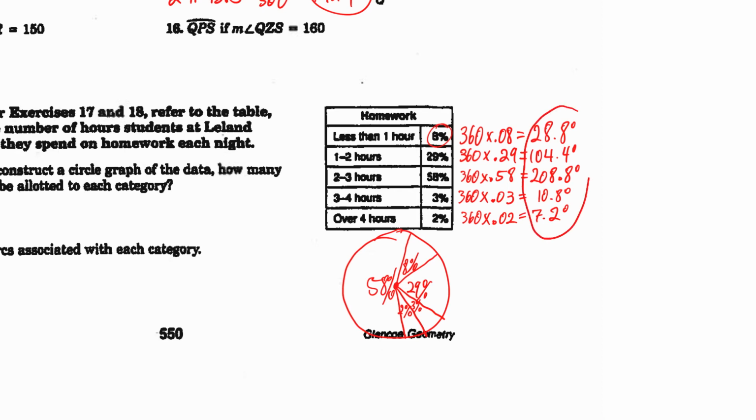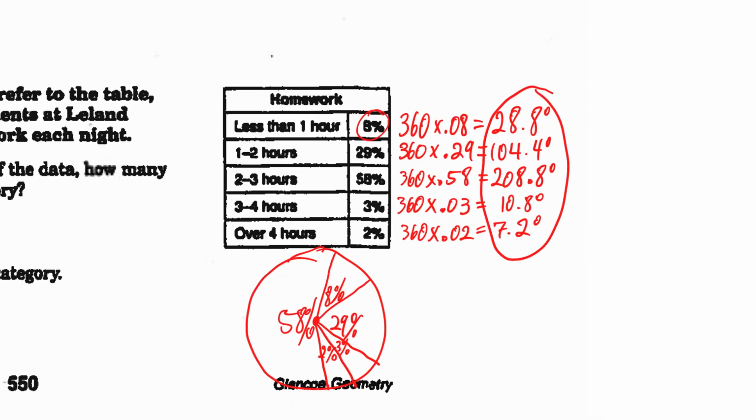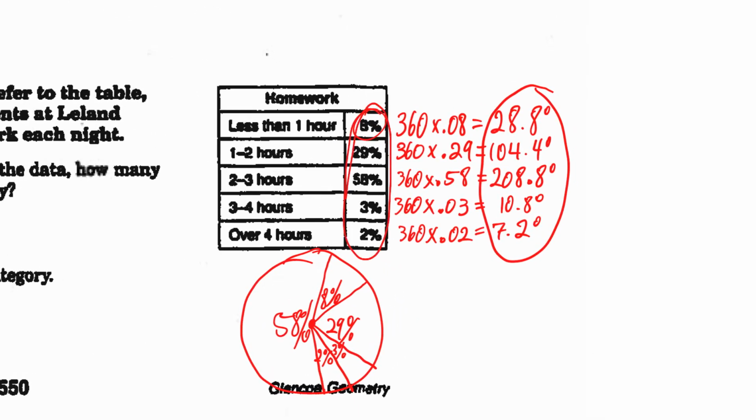And then if I added all of these numbers up right here, what should they add up to? To 360. If I added up all of these percentages, what should they add up to? To 100. Percentage adds up to 100. The degrees of a circle should add up to 360.